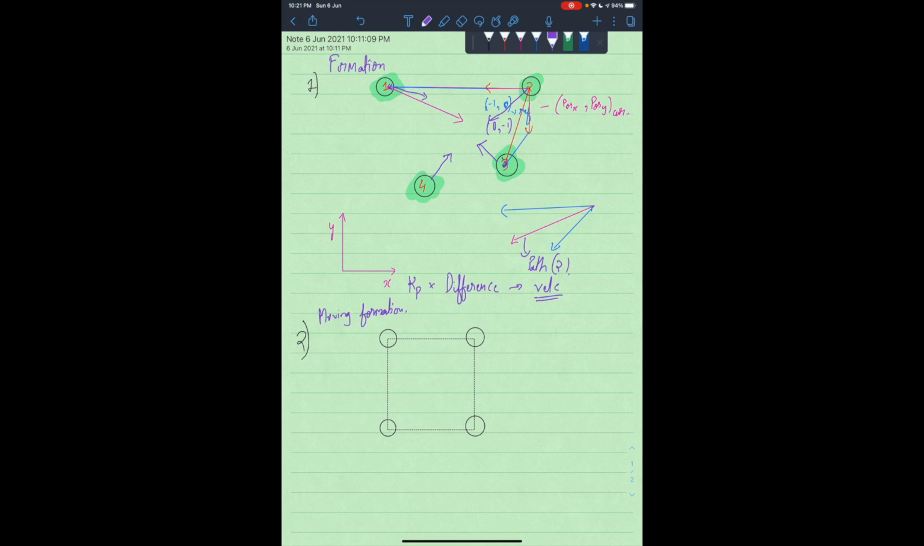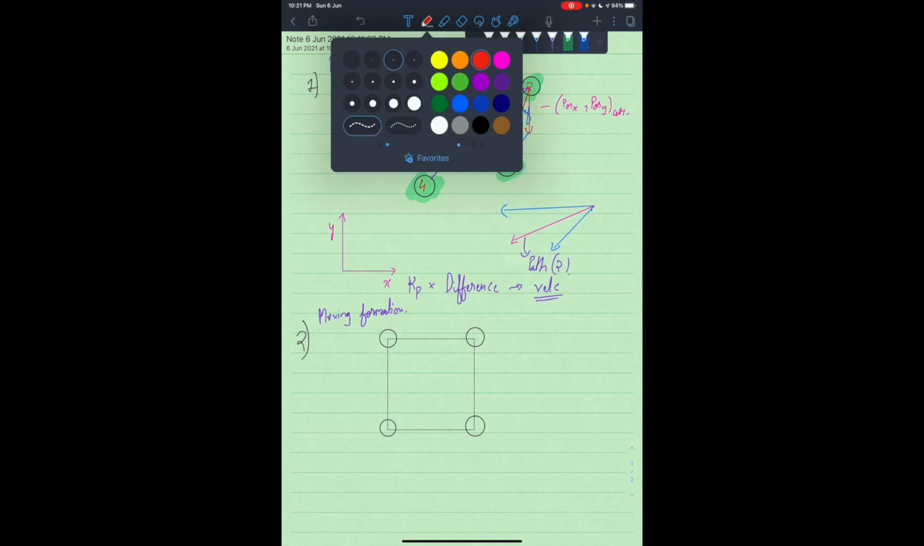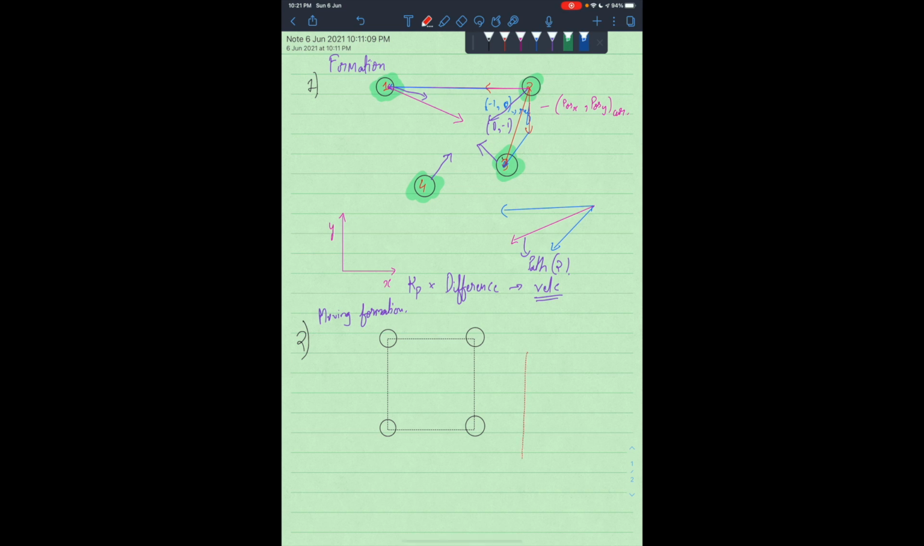Now you're here, right? But suppose you need to move your formation right over here, somewhere here, like this. Okay, this is supposed to be snapping.